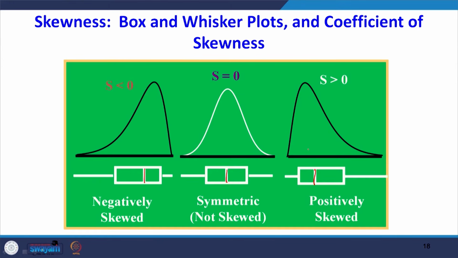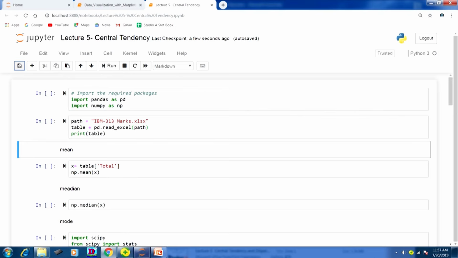So whatever we have done, the theory portion, whatever we have taught here, I am going to use Python. I am going to explain how to use Python to get central tendencies, skewness, box and whisker plot, and various dispersion techniques with the help of Python. So we will go to the Python mode now.